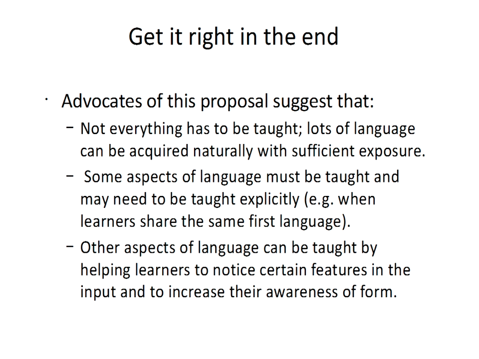Okay? So some aspects of the language must be taught and may need to be taught explicitly. Okay? But there are other aspects of language can be taught by helping learners to notice certain features in the input and to increase their awareness of form. So, some part of the language should be taught explicitly and very clearly and directly, and there are other aspects of the language that should not be taught explicitly, but with the input that is given to the learner, he should notice the different forms, the different structures, and naturally he will be able to acquire those.